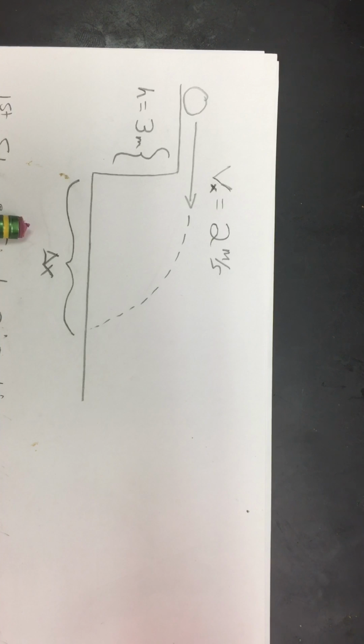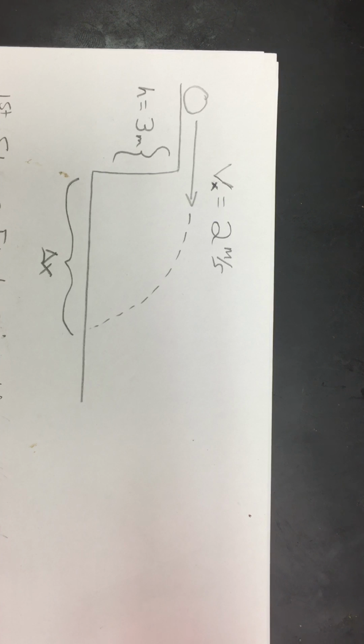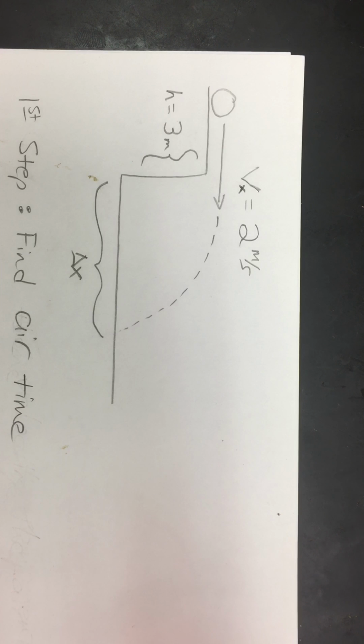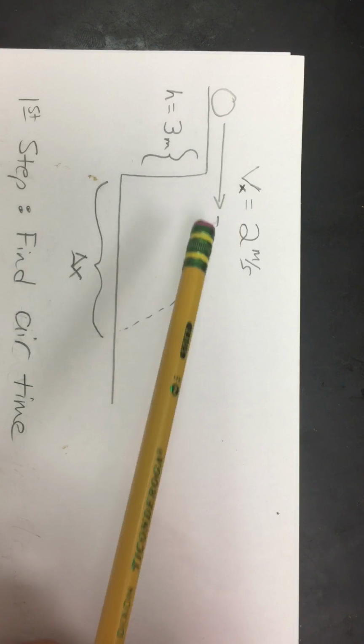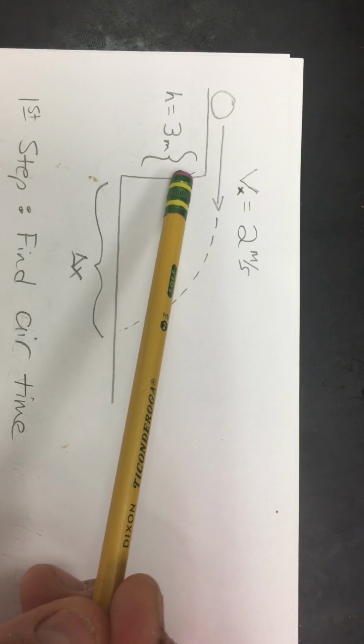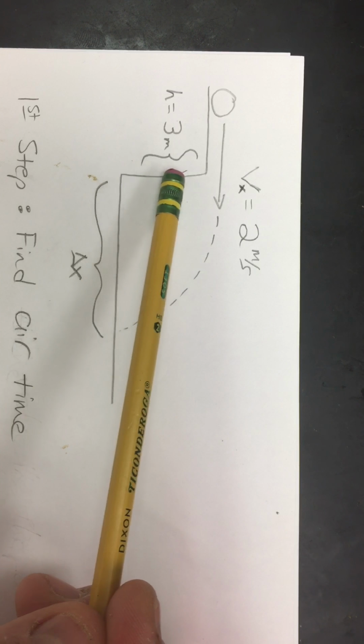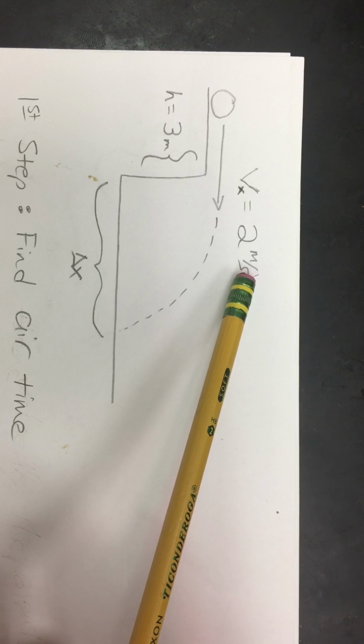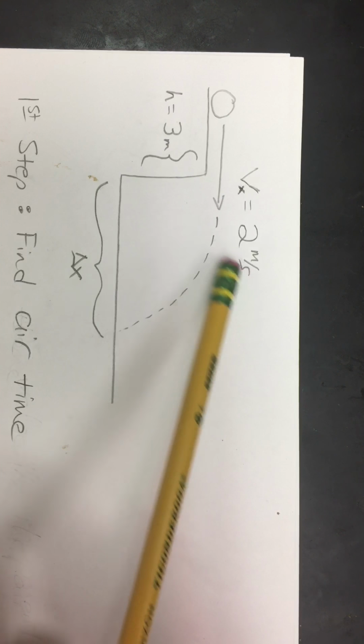And we're given the height of the table. We want to find the range, which is the variable delta x. There are two steps to this kind of problem. One is to find the time in the air. Now, the only thing that affects the time in the air is how high it falls from. The horizontal velocity does not affect it at all.